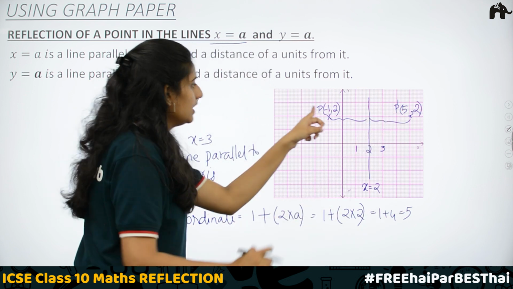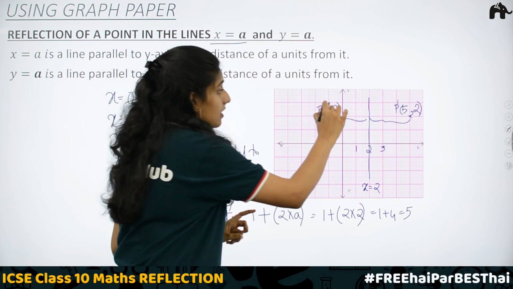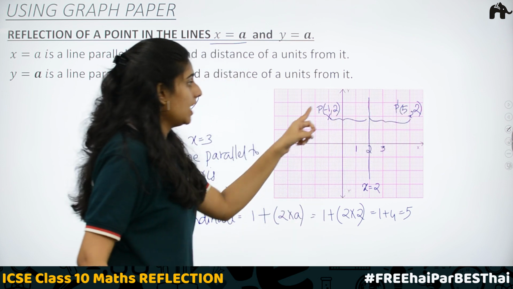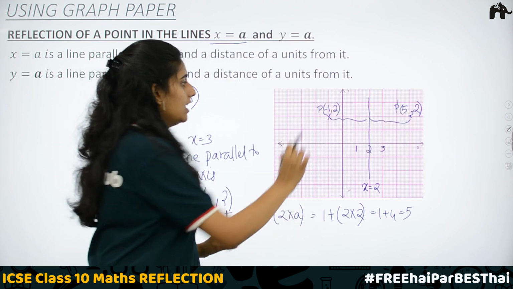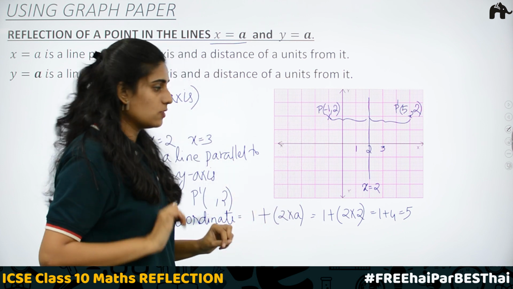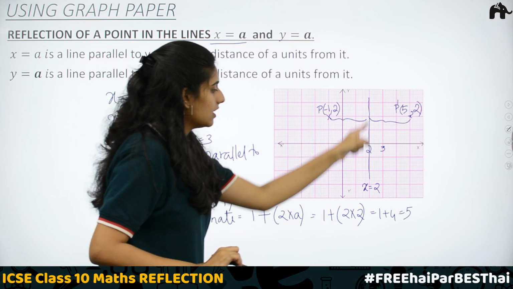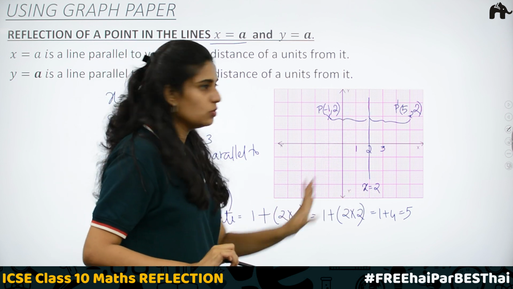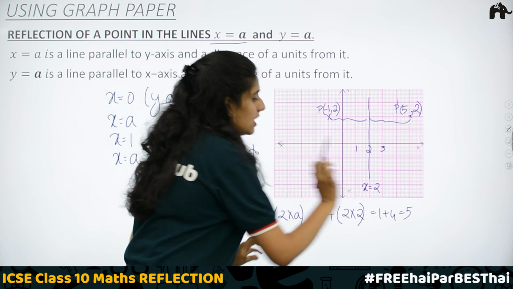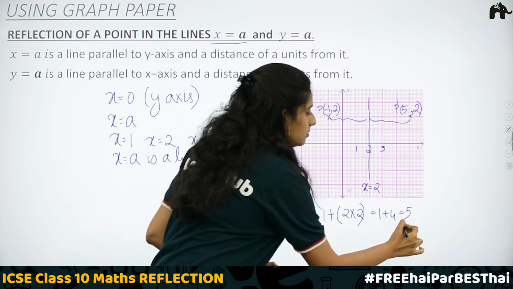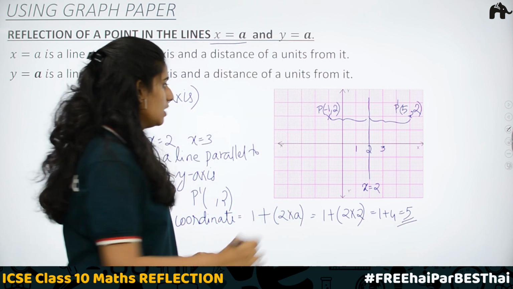What you have to do, take the x coordinate. Y coordinate will remain the same. Take the x coordinate, change the sign. Here we have -1, change it to +1. After that, add 2a. Here we have x is equal to 2 line. Therefore, a is equal to 2. Okay. Now let us take another point.